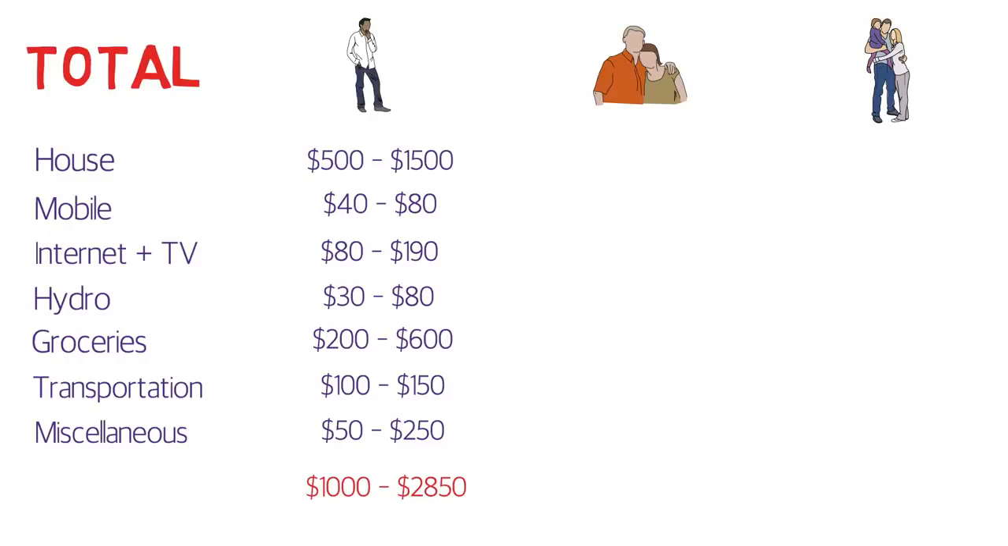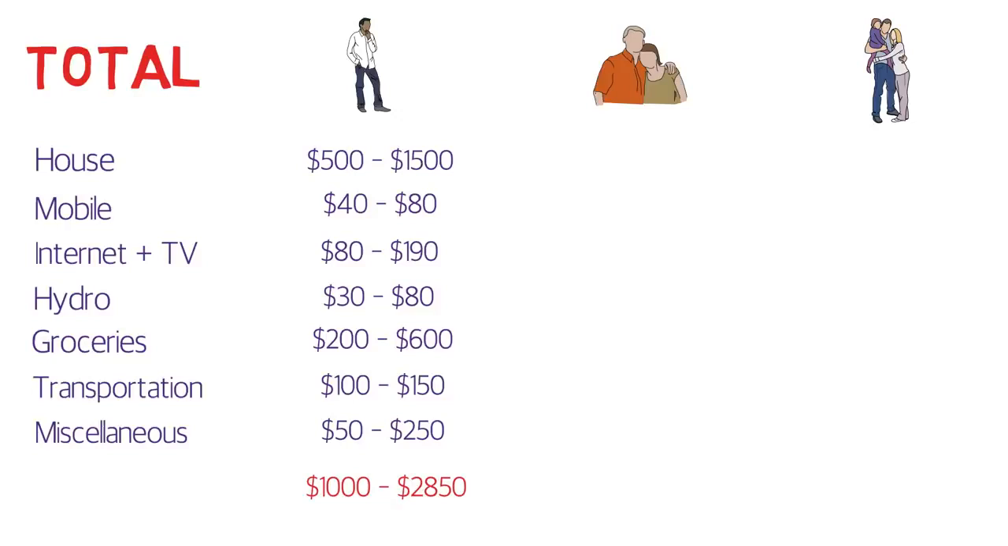For a mobile bill, you would spend something like $40 to $80. For internet plus TV bundle package, you would spend like $80 to $190. For hydro bills, you would spend like $30 to $80. It depends on your consumption, obviously, so it's again difficult to finalize.